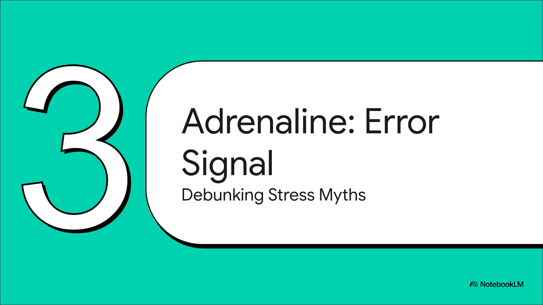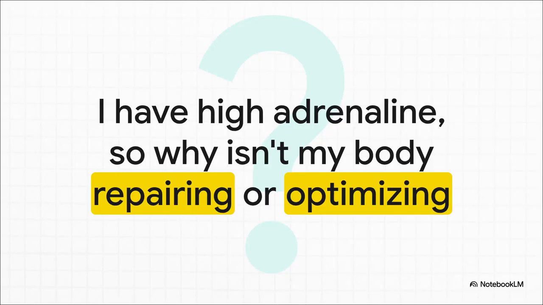So, this internal blockage naturally leads to the next logical problem, error signals. A system that's stuck in damage control is going to start throwing warnings, but these warnings are very often misinterpreted. And the most common one is adrenaline. A common question that Alex gets highlights this misunderstanding perfectly. You have an athlete, someone who's pushing their body to its absolute limits, and they see high output and high adrenaline, yet their system isn't actually getting better. It's not repairing, it's not optimizing, and this feels like a total paradox.